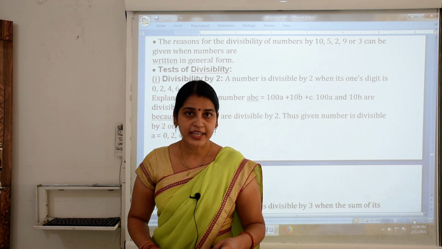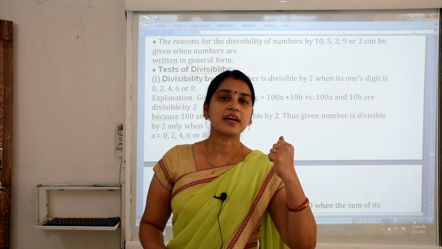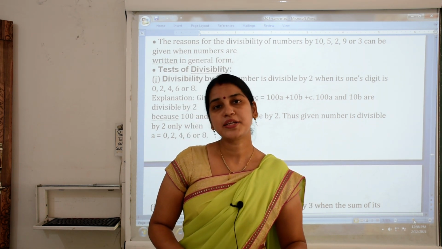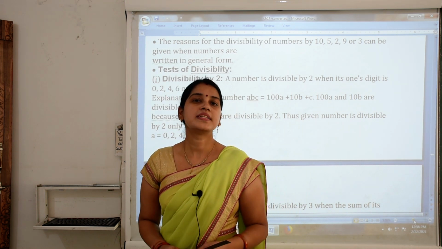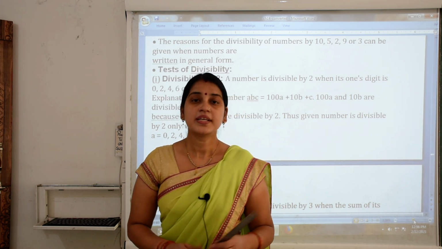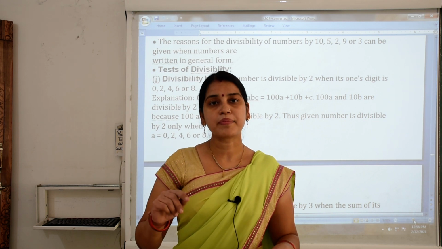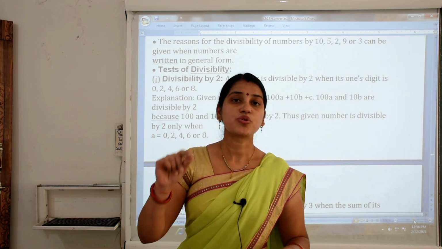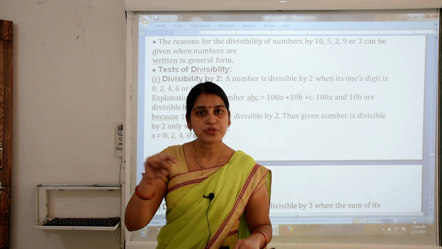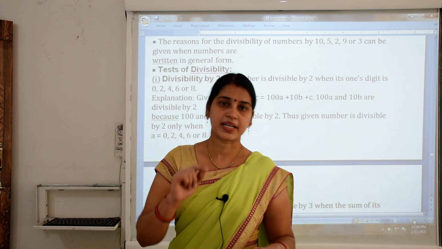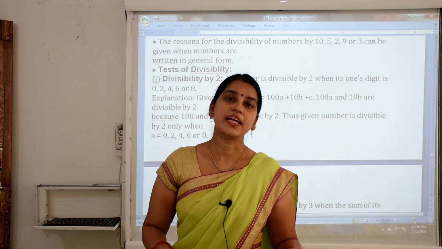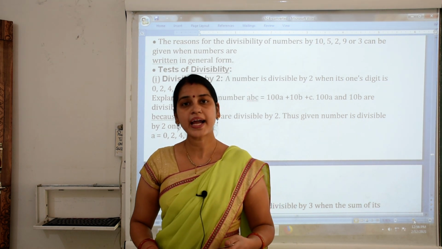For example, 20. In 20, the ones place number is 0, and 0 is even. So it is divisible by 2. Same way, if we take a 3-digit number like 458, we have to see its ones digit, that is 8. So 8 is even, and even numbers are divisible by 2.